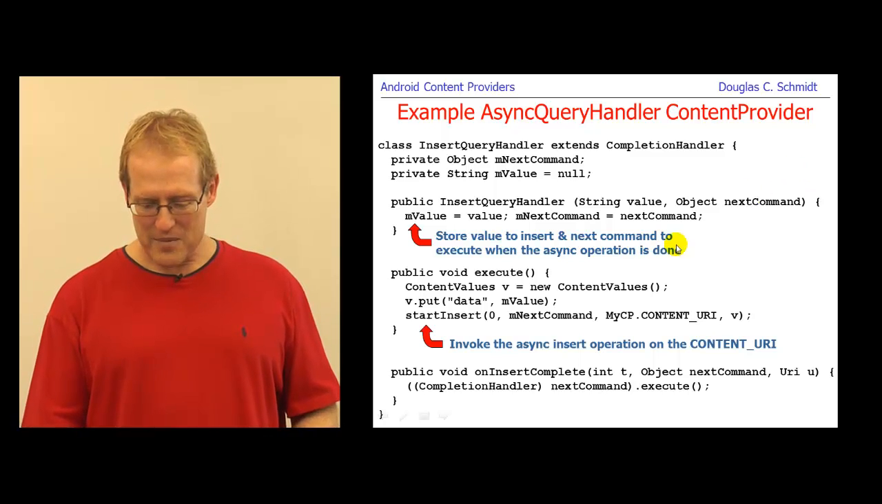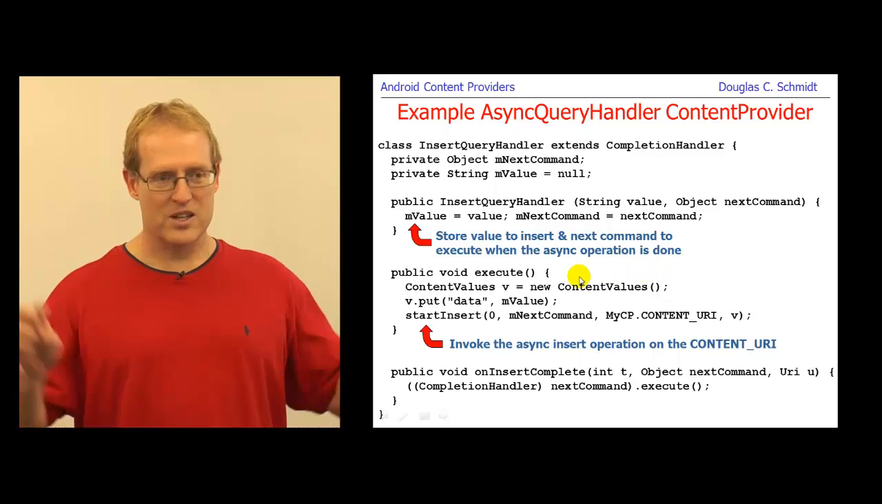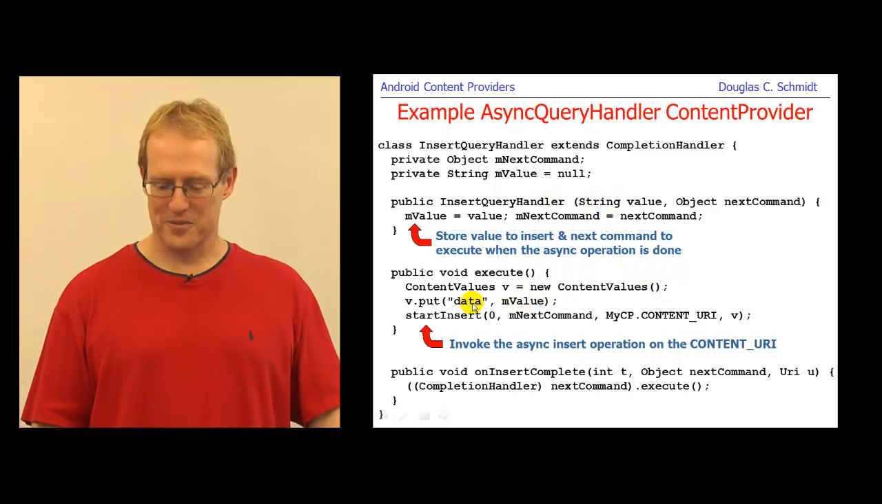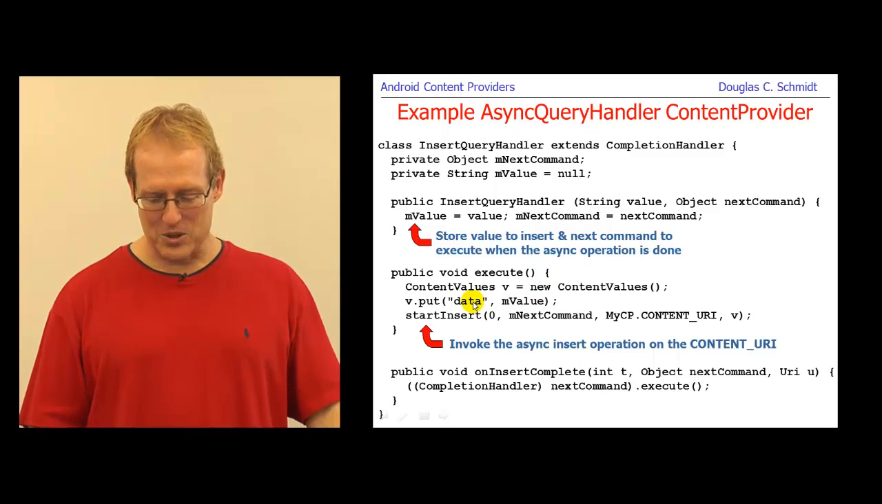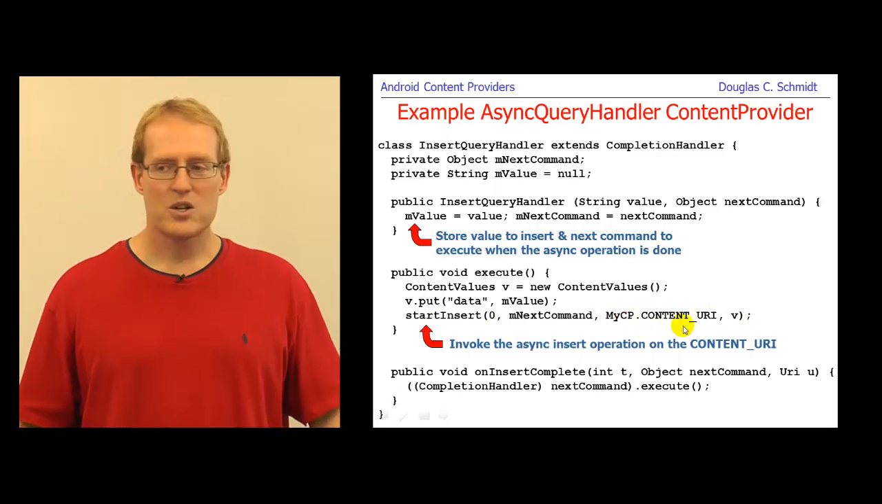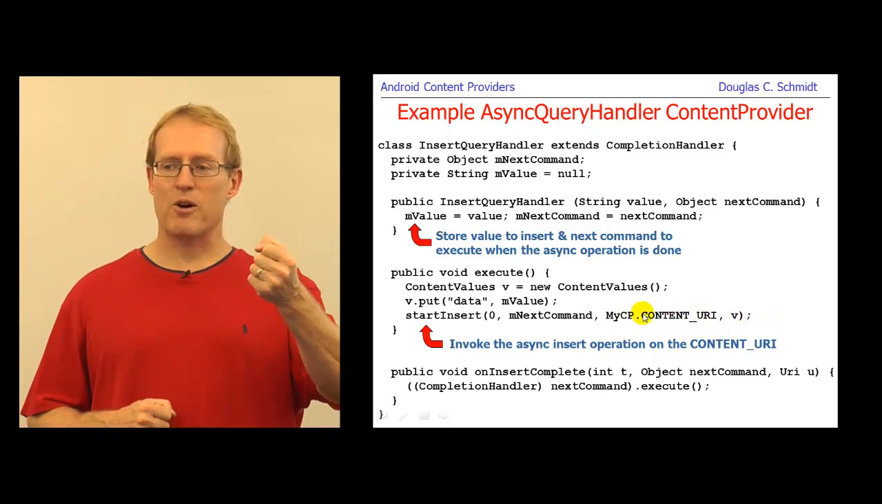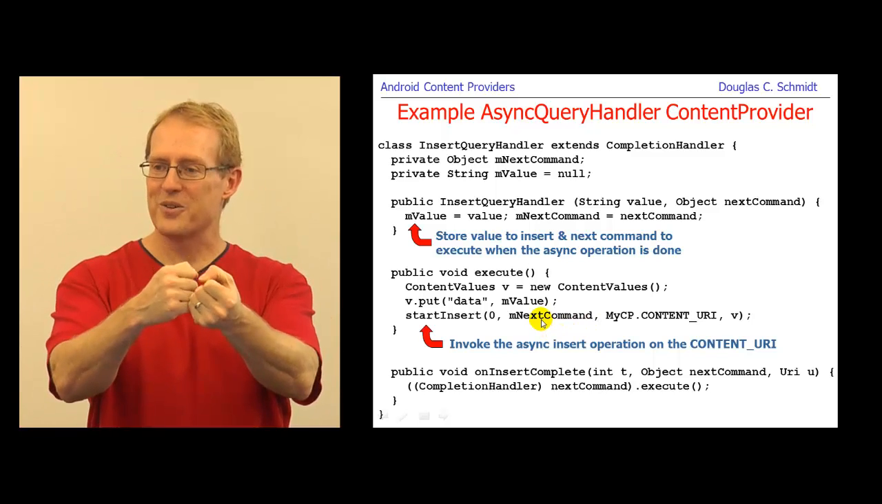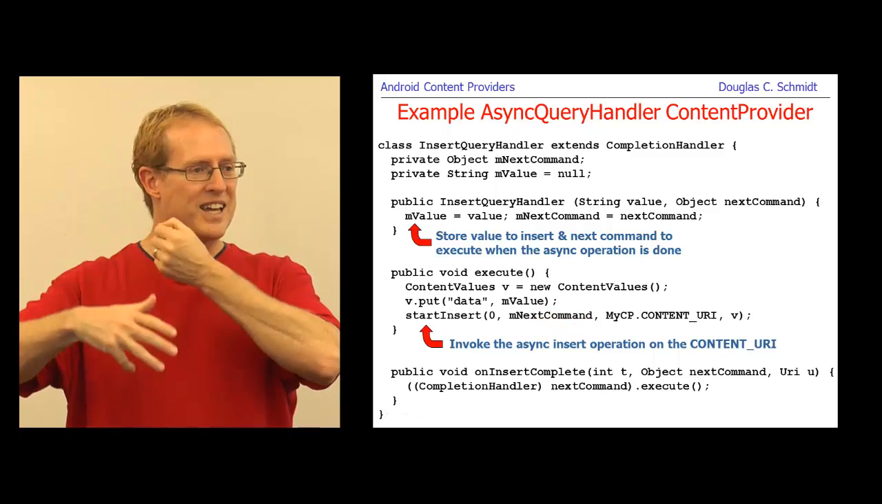And as you can see, one of the parameters, which is the cookie, if you look at the interface, is the next command to run. So what we do in this case is we turn around and we take the result that comes back and we downcast it to be a completion handler, and we say next command, execute yourself. So what's going to happen here is whenever you invoke an operation, you're not only going to tell it what to do, you're also going to give it the next thing you want it to do. And so these things are going to be chained together.